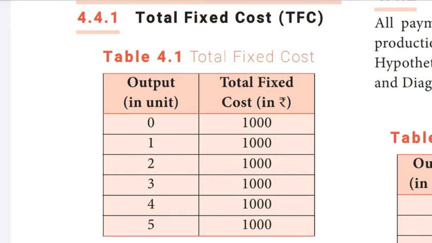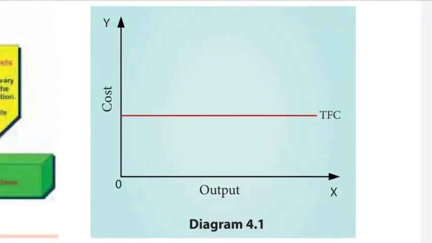A hypothetical total fixed cost is shown in table 4.1 and diagram 4.1. It can be observed that total fixed cost does not change with output. Even when the output is zero, the fixed cost is rupees 1000. Total fixed cost is a horizontal straight line parallel to the x-axis.